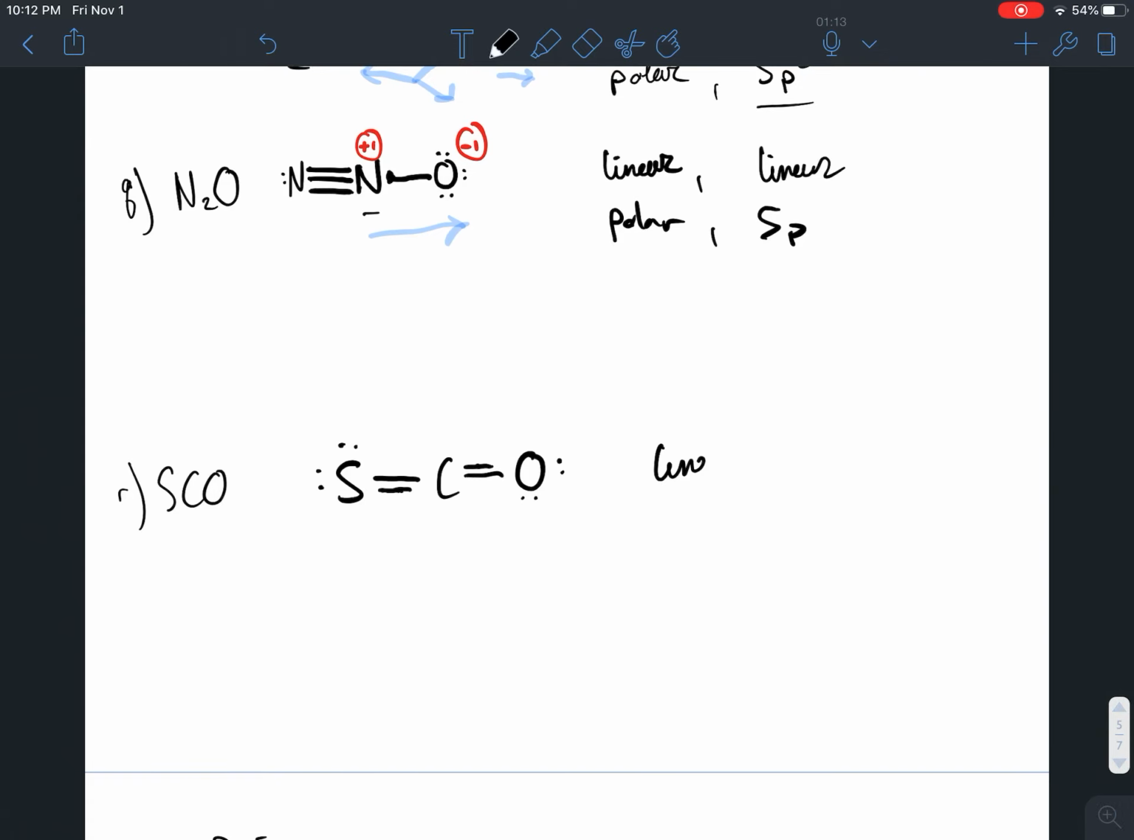So the molecular shape is linear. Is it polar? Okay. Well, carbon has a dipole to oxygen, and it also has a dipole to the sulfur. And you need to know that the oxygen dipole is bigger than that dipole. So the overall dipole is that. It is polar, and you need to tell what the direction of the polarity is. It is polar, and the hybridization is sp.